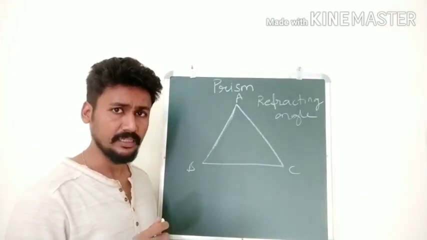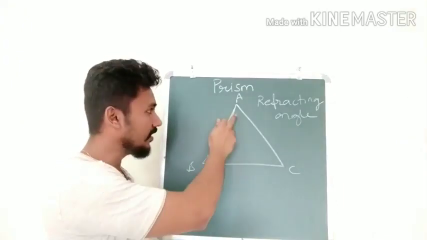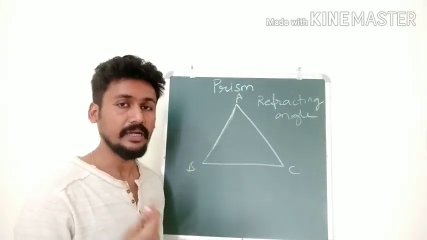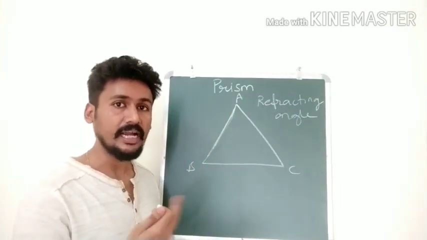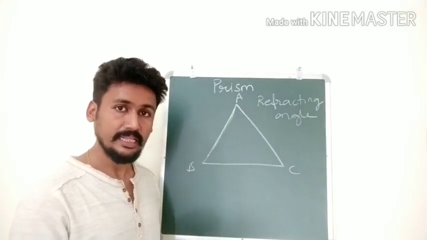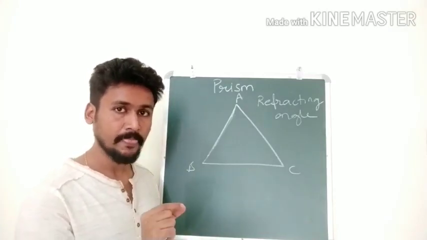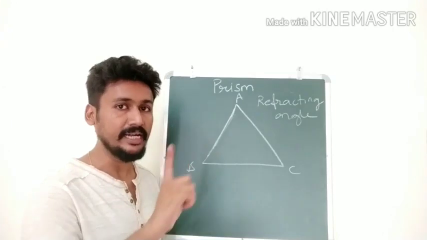Generally, equilateral prisms have a refracting angle of 60 degrees, but it need not be. You can have different kinds of refracting angles. There are some prisms which are very thin. They are so thin that the refracting angle is 1 degree.